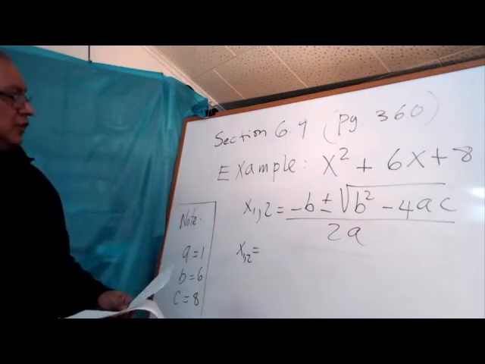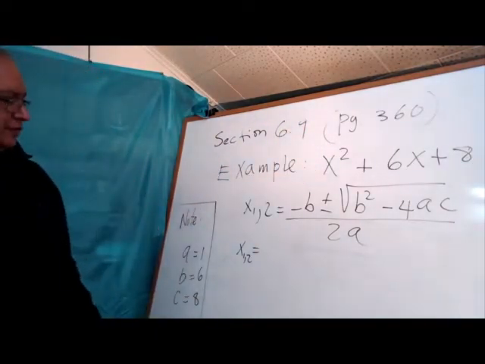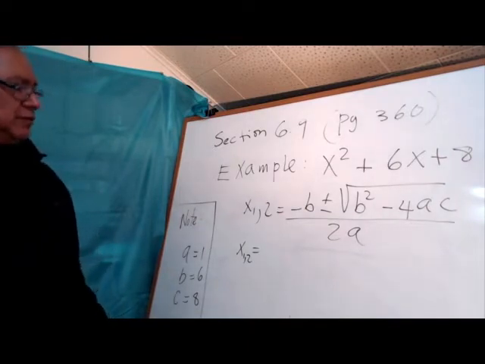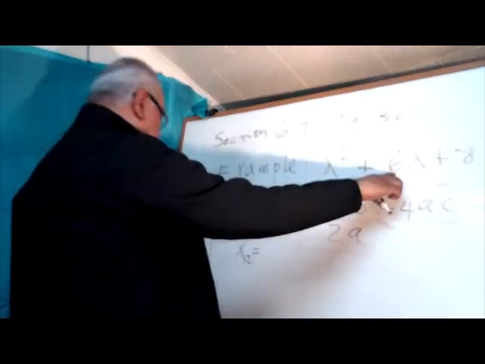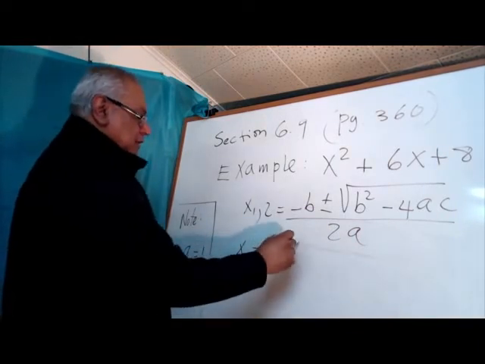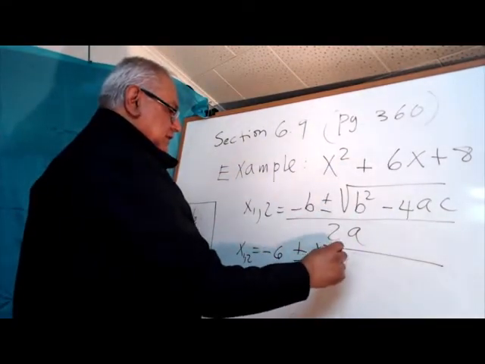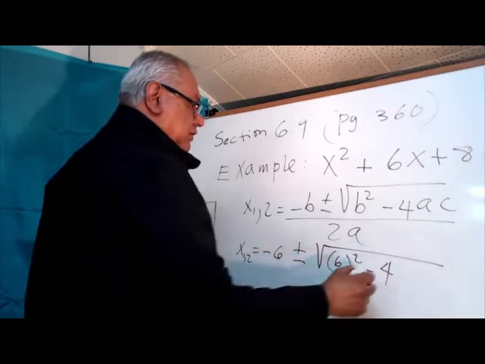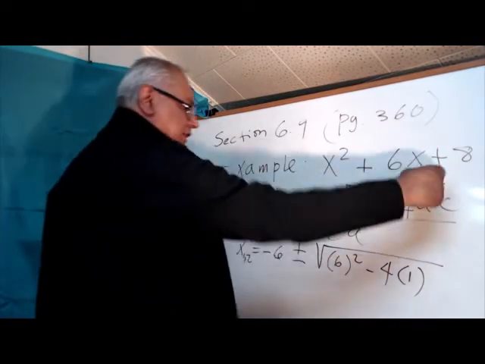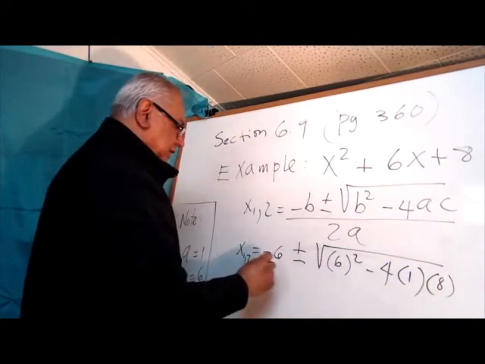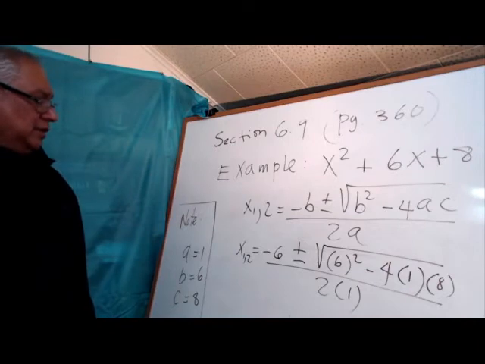Now let's solve this problem. It's the same problem that we had in the previous example when we did the factoring, but now we're going to use the quadratic formula. So let's plug in the values. Minus b. b is the value of 6, so it's minus 6 plus or minus the square root of b squared, so that's 6 squared, minus 4 times a, which is 1, times c, which is 8. All this is divided by 2a, which is 1. So that's basically how you populate the formula.